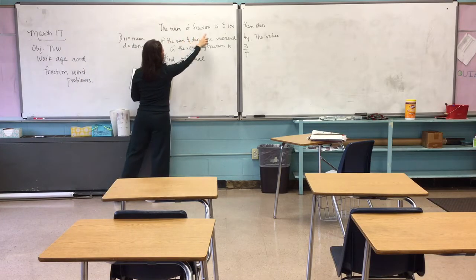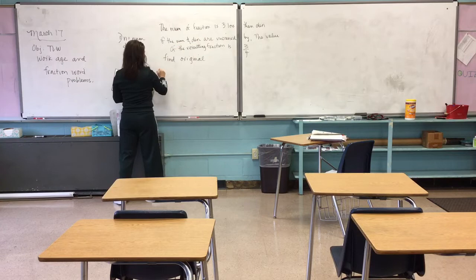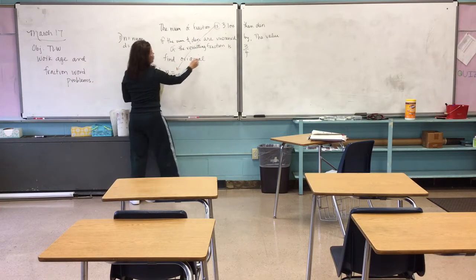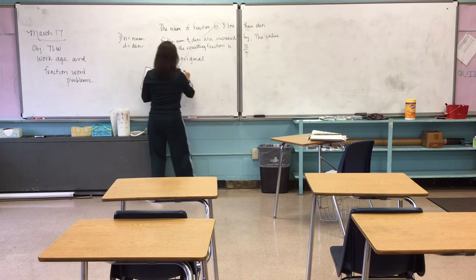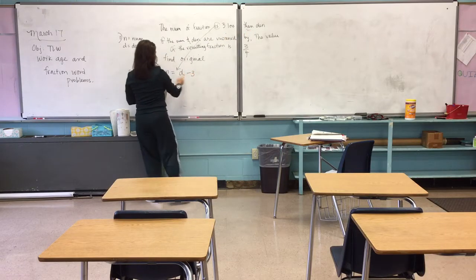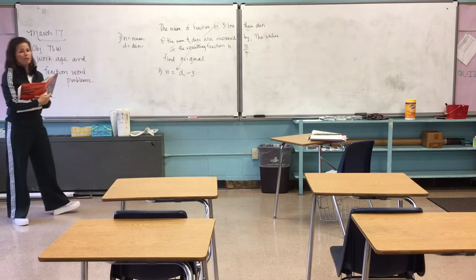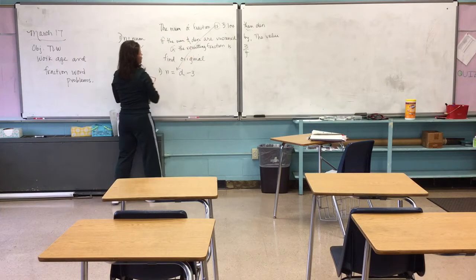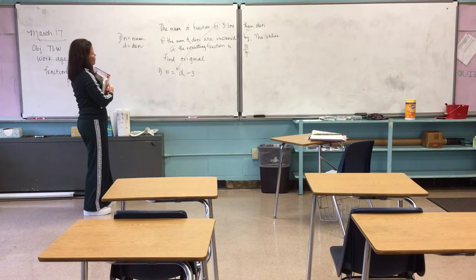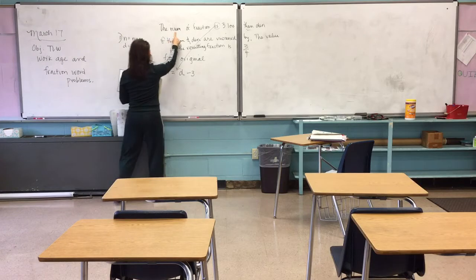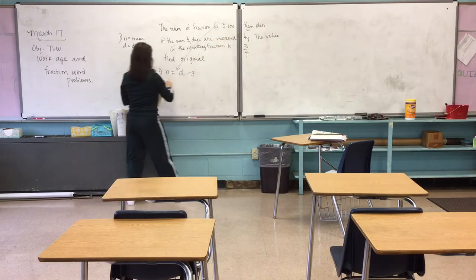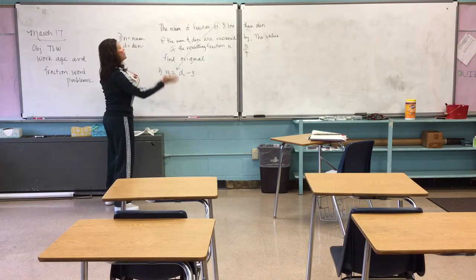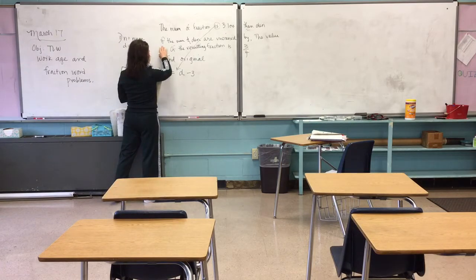The numerator of the fraction is 3 less than the denominator. Numerator is denominator minus 3. Is everybody okay with how we came up with that first equation from that first sentence? The numerator is 3 less than the denominator. Obviously, we have 2 variables, so I'm going to need 2 equations. Let's go find how to set up the next one.